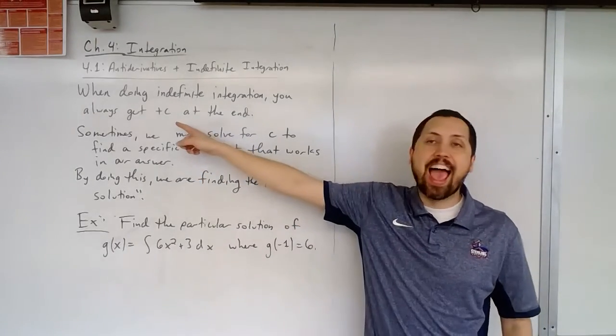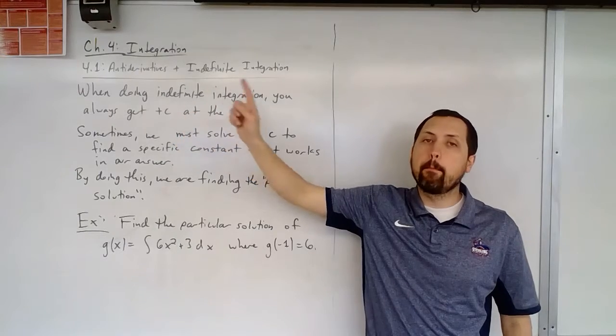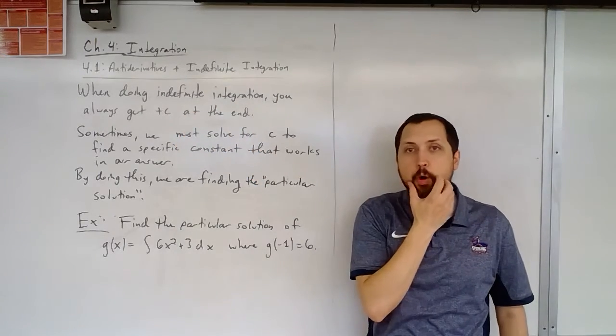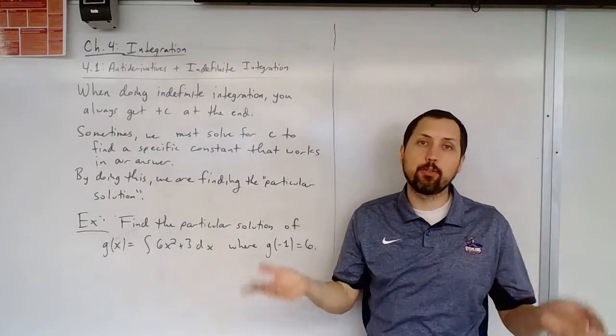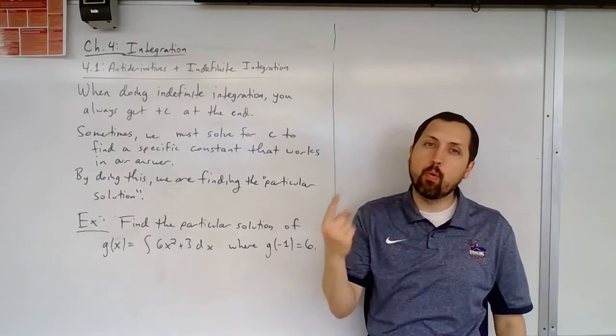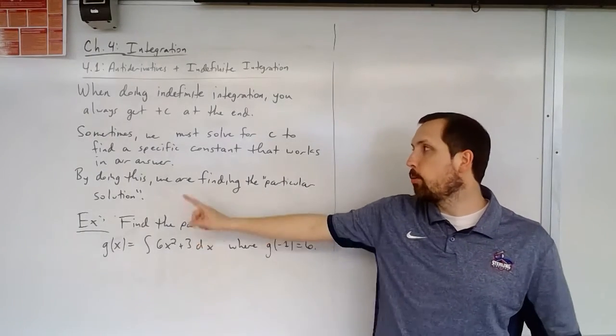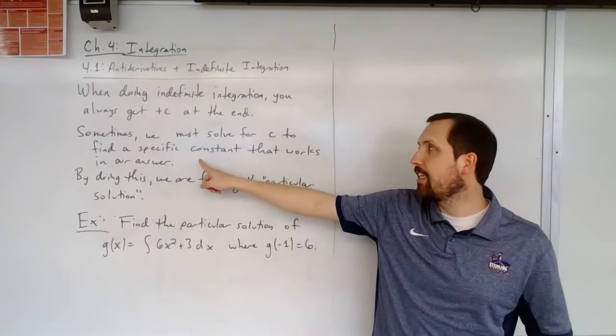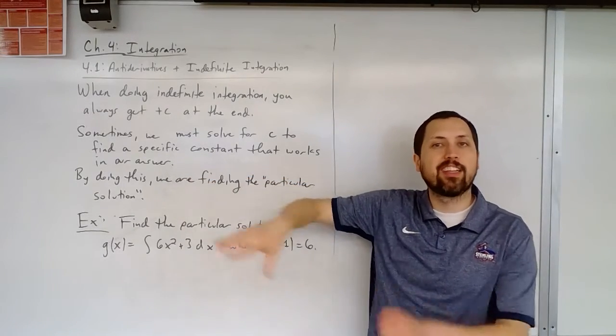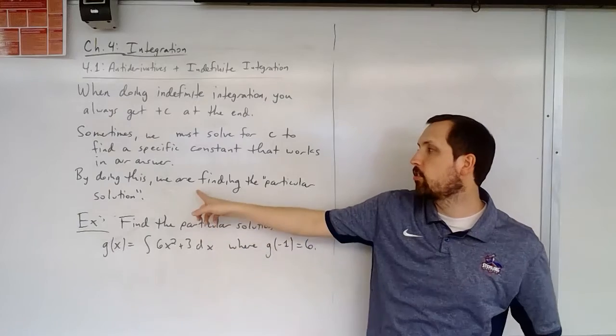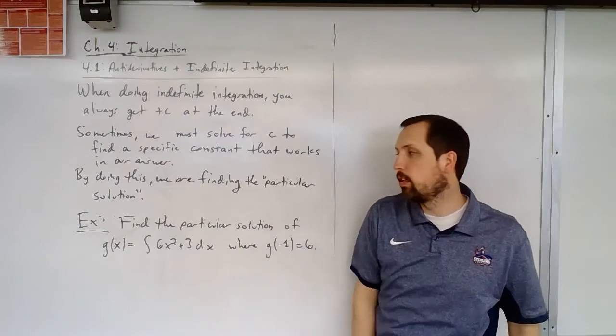So this just says any constant works. But sometimes if we have more information, then it's not true that any constant works. Maybe there's only one constant that's going to work for us. So by doing this process of finding the specific constant that works in the context of our problem, this is called finding the particular solution.